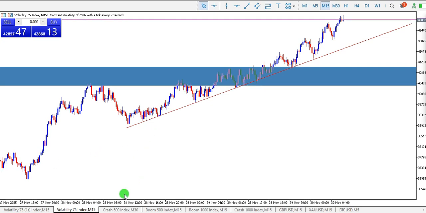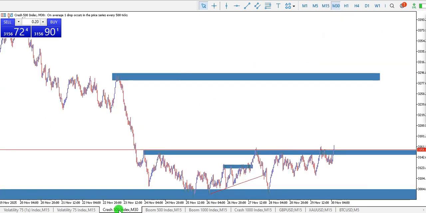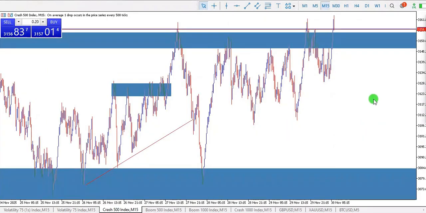Now going to the next one, which is the Crash 500. Crash 500 has been in our zone for some weeks, and we said, so long as it's in this zone, I won't be placing any trade, but at least I still gave you analysis on how to place a single trade on it in case you want to trade inside the zone. But for me, I'll be waiting for a breakout and of course a retest before I go long on that. So let's see what's likely to happen right now.